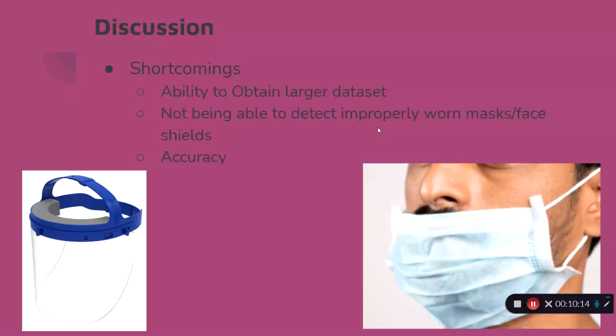The other two shortcomings listed here had mainly to do with time. The first one, not being able to detect improperly worn masks and face shields, wasn't something we were able to explore within the time frame we had, especially because of the small amount of data sets for improperly worn masks. Face shields being see-through made the camera a bit of a challenge, and obviously accuracy would go up if we had more time to perfect the code itself.